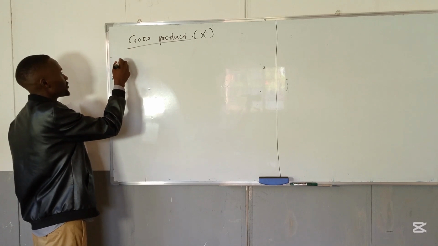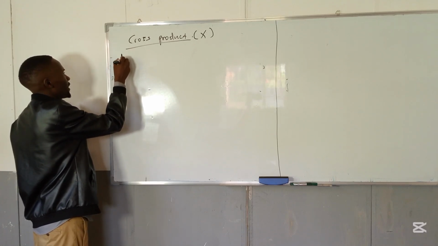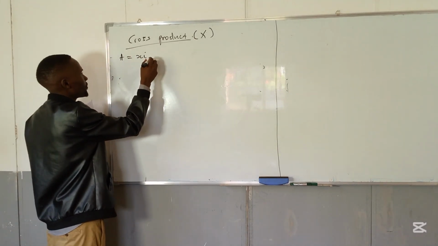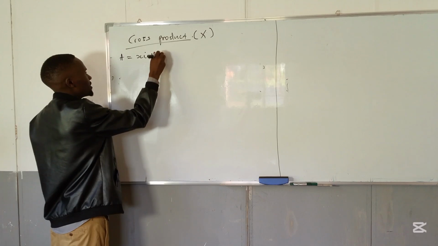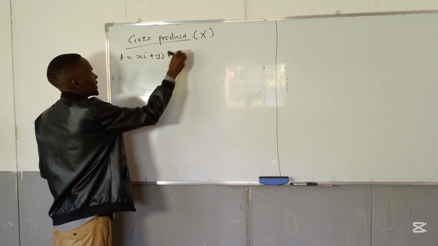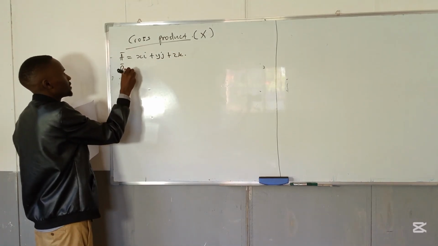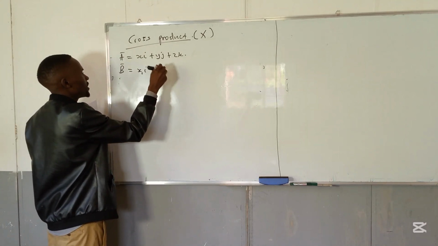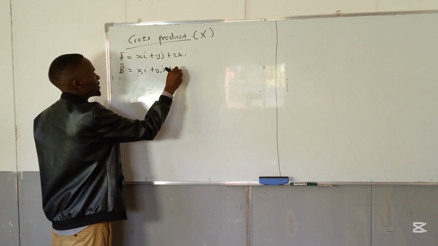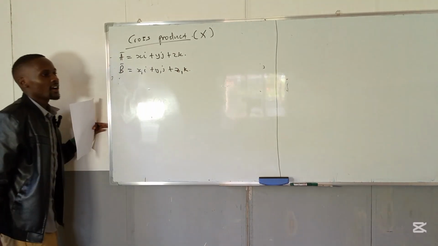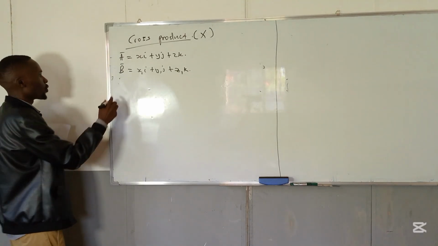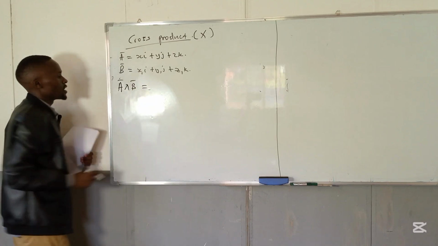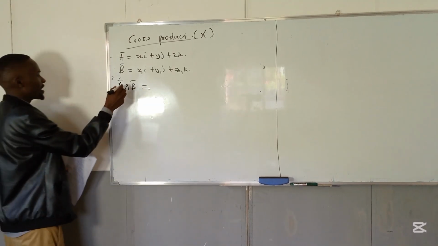two vectors, a vector A, which is xi plus yj plus zk, and then we have a vector B, which is x1i plus y1j plus z1k, and then I tell you to find the cross product of A and B.